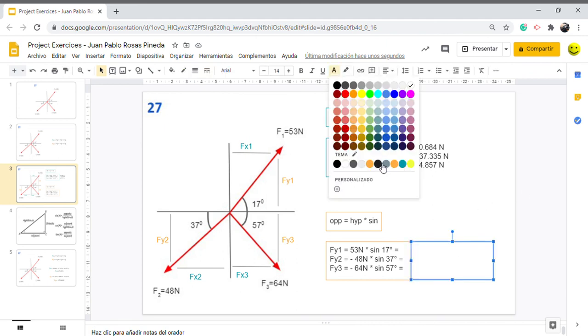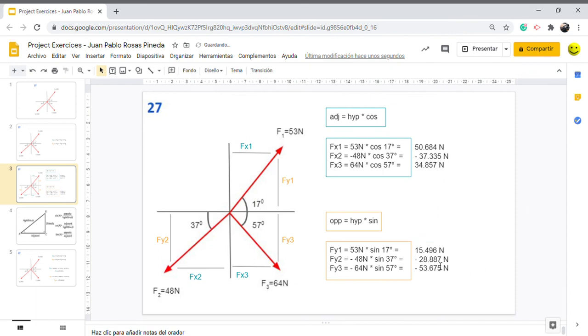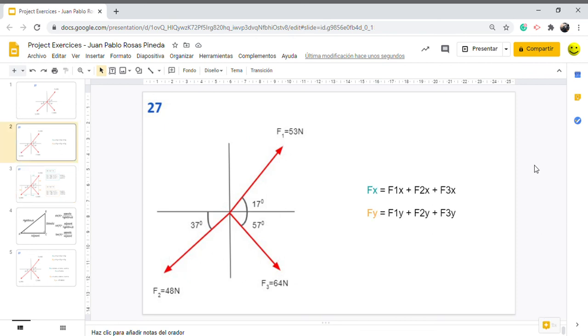Which is 15.496 newtons for fy1, fy2 minus 28.887 newtons, and for fy3 it's going to be minus 53.675 newtons. Now we have those values, and if you remember, to solve this, for example for fx, we just have to sum these values that we already have.